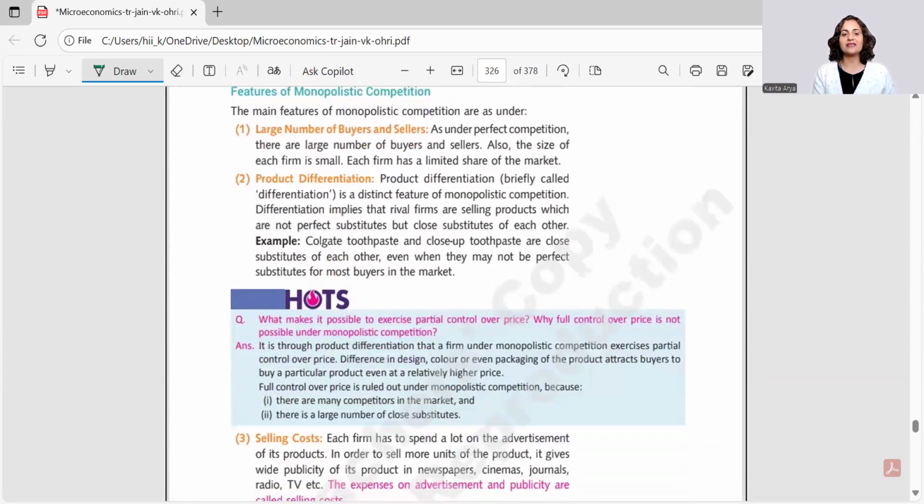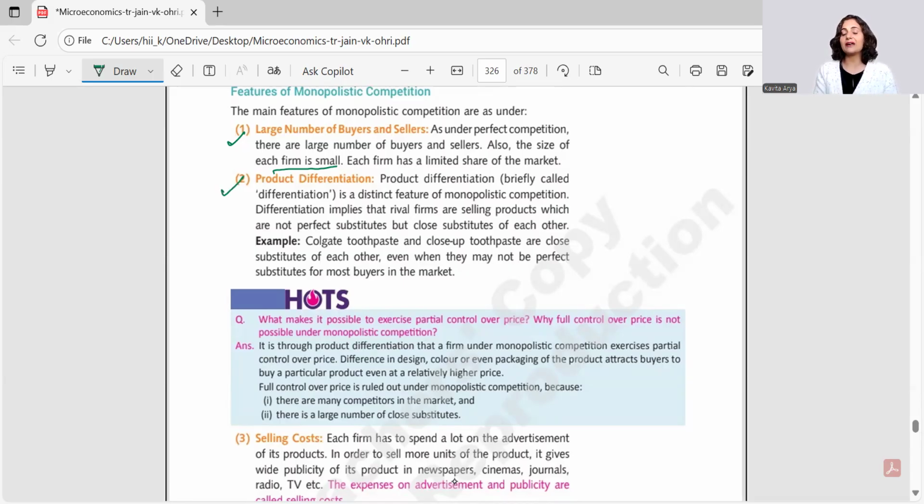Large number of buyers and sellers. As under perfect competition, it also has a large number of buyers and sellers, but the size of each firm is small. Each firm has a limited market share, but there is some sort of influence on others.